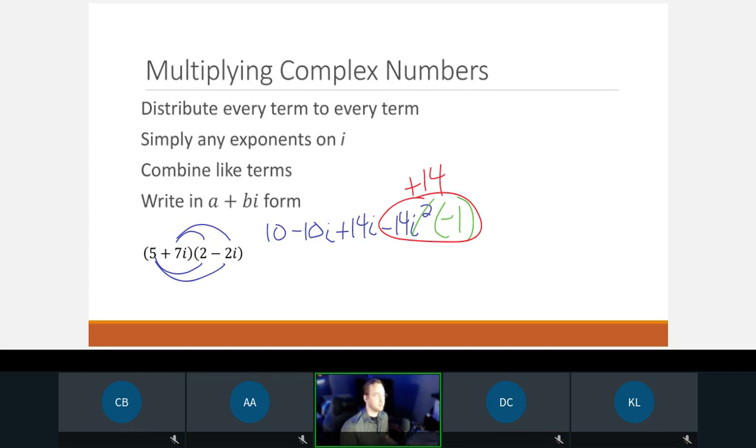All right, so now let's combine like terms. We have 14 and 10. What's 14 and 10 make? 24. Yep. All right, and then other like terms, we have those two i terms. So -10i and 14i, what do those two make? 4i, yep, positive 4i. All right, that is your final answer. How exciting, right?